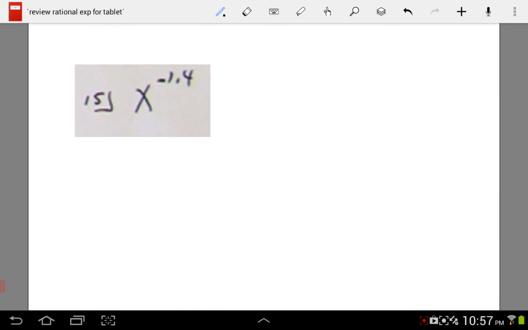Now number 15, now we have a decimal, and on top of that the decimal is negative. So let's do this first. Let's make that positive. So that's going to be 1 over x to the 1.4. Now it's difficult to write the 1.4 in terms of a radical. So we need to see 1.4 in terms of a fraction. And once this exponent is in terms of a fraction, we can write it as a radical.